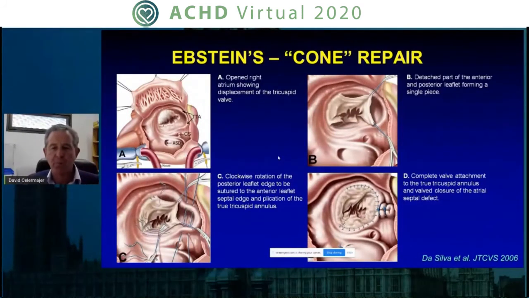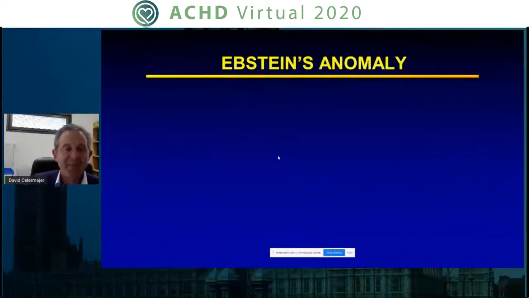And the reason it's called a cone operation is that the surgeon goes down in a cone shape from the lateral wall of the tricuspid valve annulus, the true annulus, to release the anterosuperior and posterior leaflets of the valve to restore that kind of physiological function that you can see in panel D. So that's the cone repair.